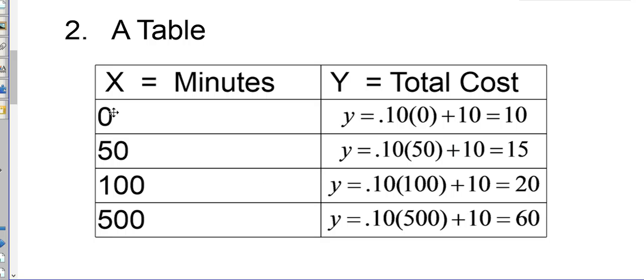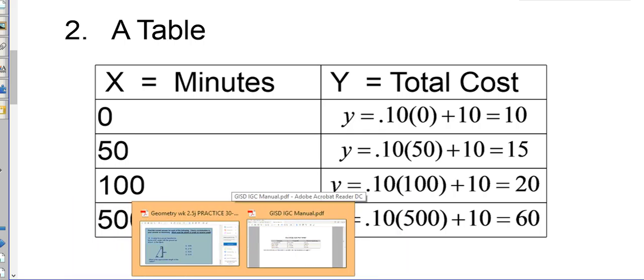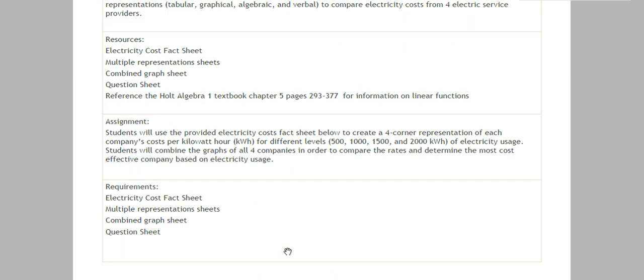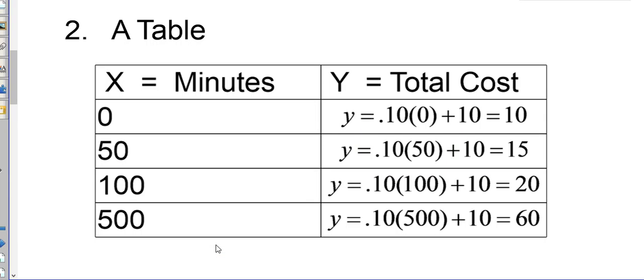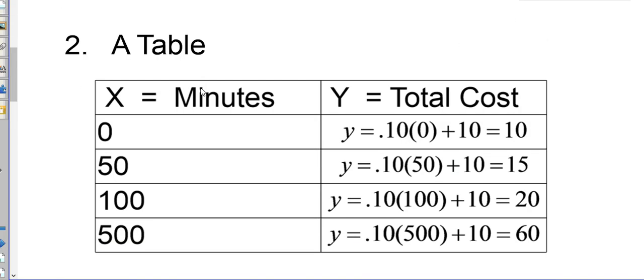Now in yours, your independent variable will be kilowatt hours, and they give you what they want you to use. You could add something if you needed to, or you wanted to. So if we look back at that fact sheet real quick, where is that thing? Right here. They wanted you to use levels of 500, 1,000, 1,500, and 2,000. I always like using 0, so you might add that in too. You'll see why in a minute. So that was the second type of representation. We had the verbal, written language, and the table.